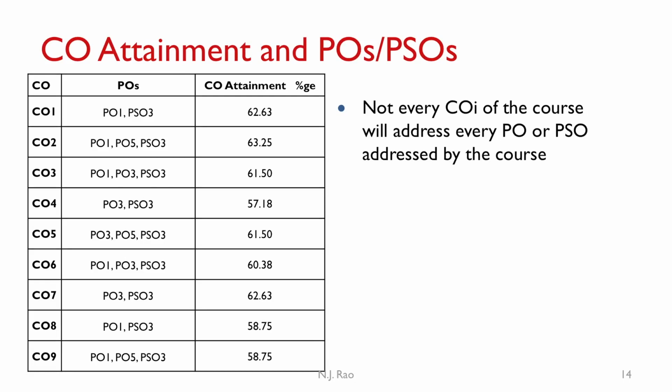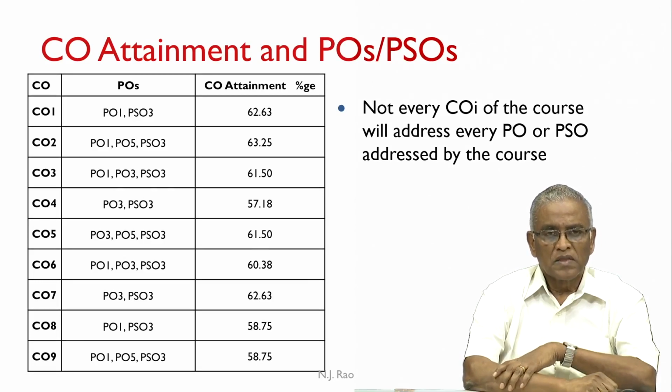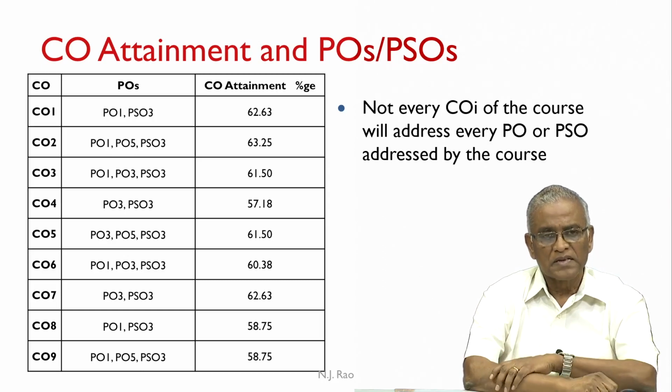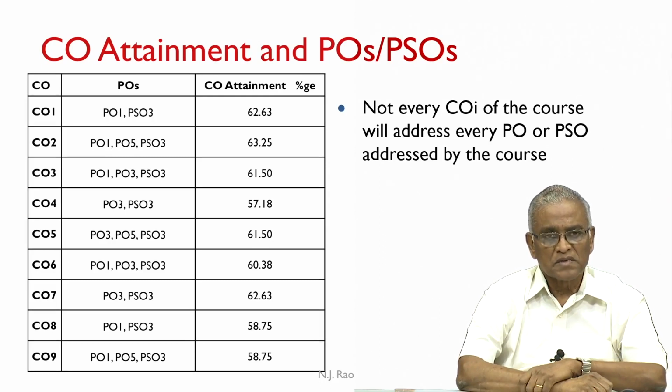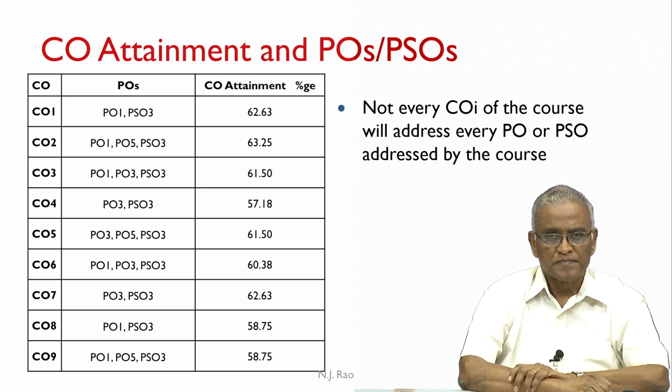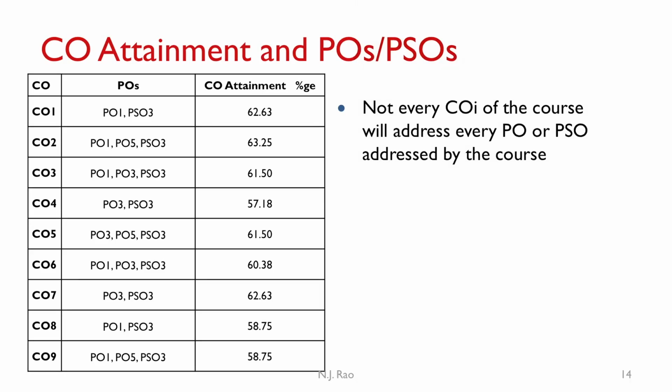Now what happens? CO1 is addressing PO1 and PSO3. That CO attainment is 62.63, which we have already calculated in the previous unit. The attainment is 62.63, and the associated POs and PSOs are indicated in this table. So now you can see I can somehow associate the CO attainment to corresponding POs and PSOs. How do I do that?